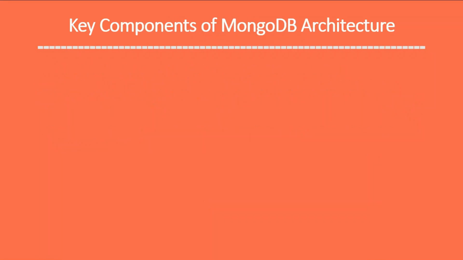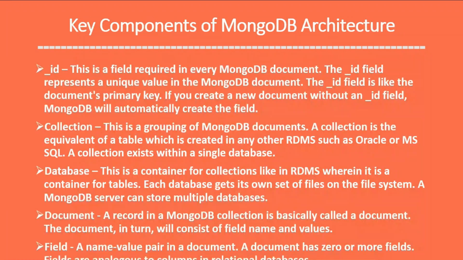So we'll see some key components of MongoDB architecture. Look here: _id, collection, database, document, and field. These are the important components that you need to understand whenever you use MongoDB.